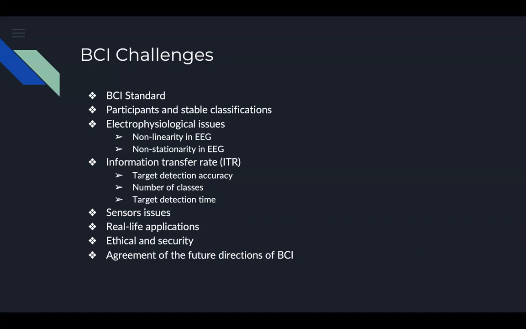And now, what would be the future direction for BCI? What are we going to discuss? In which direction are we going with BCI?